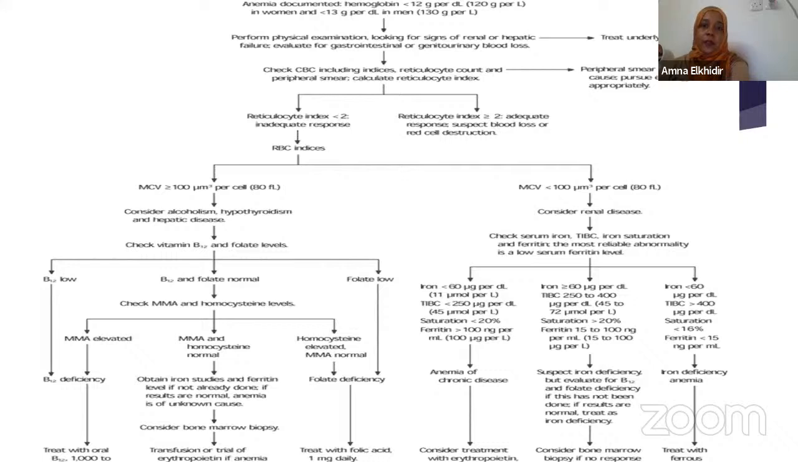We look at the RBC indices. First, we look at MCV. If we find low MCV, we can consider renal disease, and we can check the serum iron, total iron binding capacity, iron saturation, and ferritin. When we find low iron, less than 60, low total iron binding capacity, low saturation, and increased ferritin, here we have anemia of chronic disease.